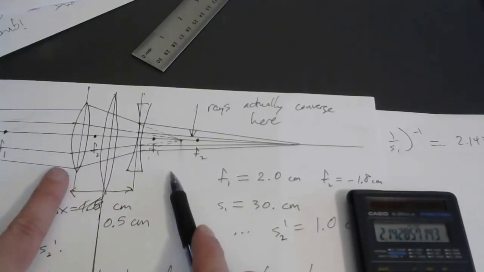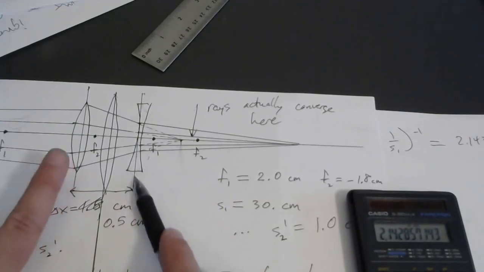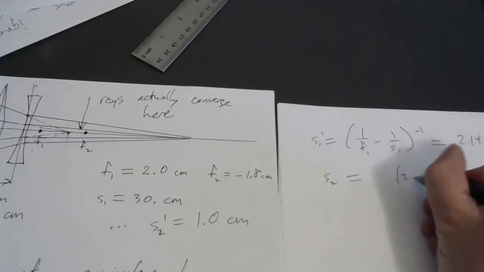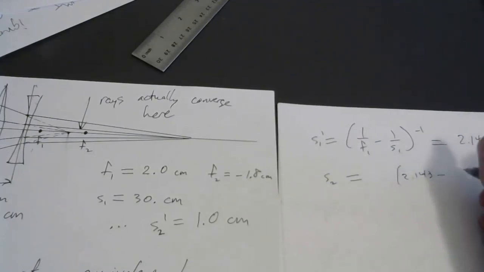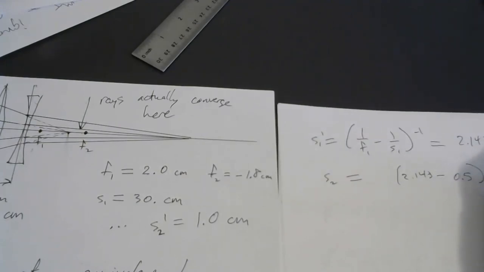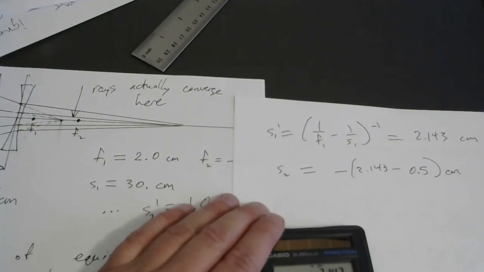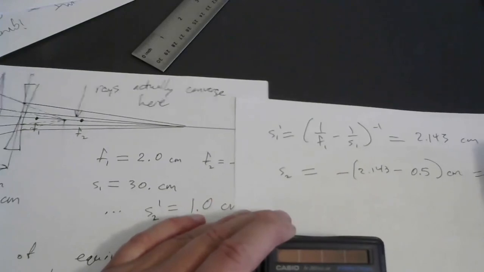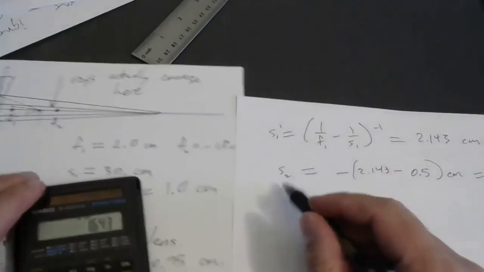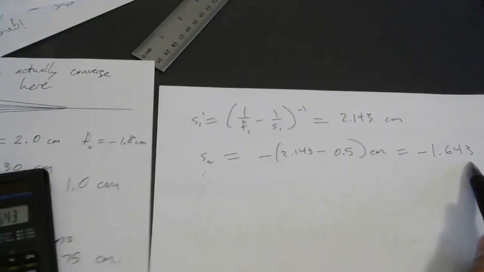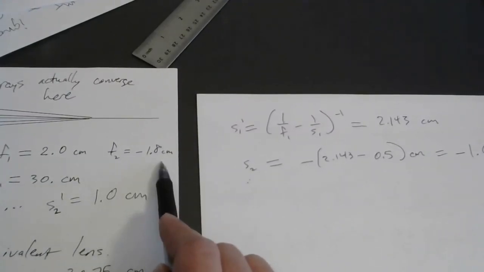But if it's 2.143 from the lens and these are 0.5 apart, then my object distance for the second lens would be 2.143 minus 0.5. I have to subtract the distance between the lenses. And remember, this is supposed to be a negative number for the diverging lens because the object is on the other side, the wrong side, so to speak. 2.143 minus 0.5, okay, so negative 1.643. That's the object distance for the diverging lens. Still a negative number, but this time it's larger. In fact, do you see how this number in absolute value is close to the focal length of the diverging lens in absolute value? It's still less than, still inside the focal point as it needs to be.